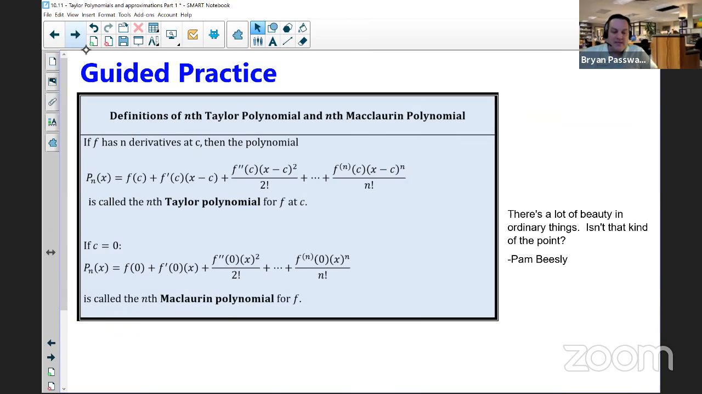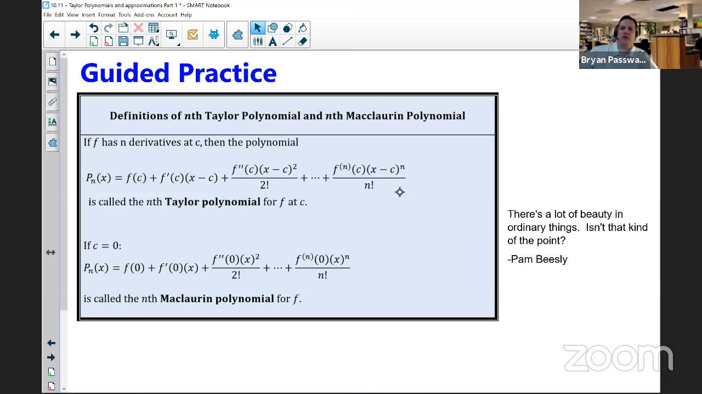The definition of an nth Taylor polynomial and an nth Maclaurin polynomial is going to be this equation right here, where p sub n, our polynomial we're trying to use to approximate f, is going to be f of c. Remember how our a sub 0 is just f of c? Then our a sub 1 was f prime of c, and then our a sub 2 was f double prime of c over 2 factorial. And so if we keep going, this is sort of our general form.